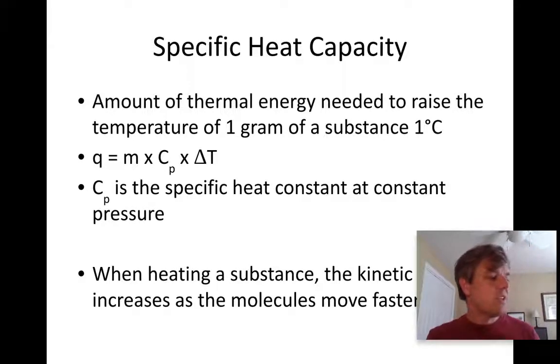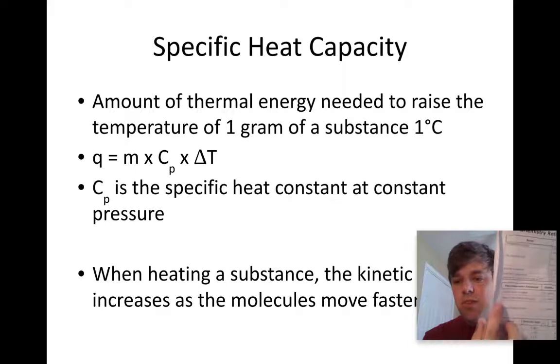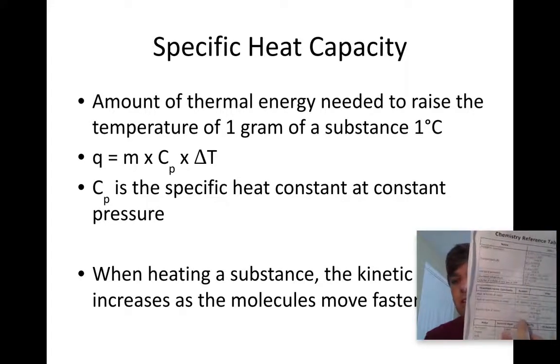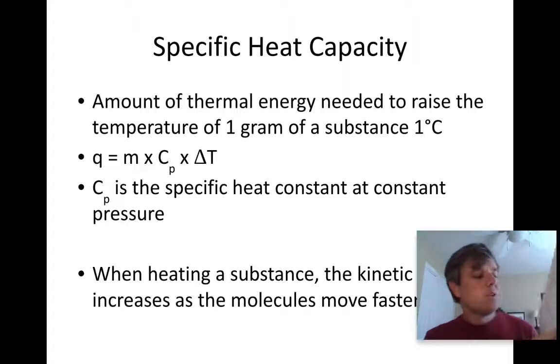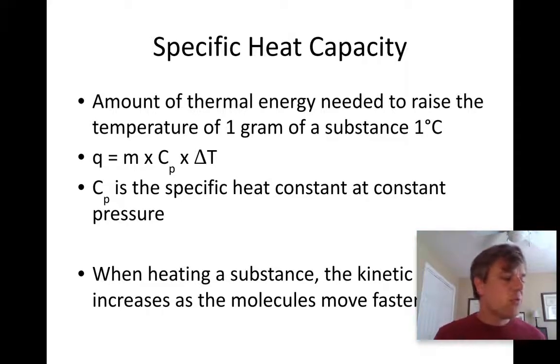Gold has a specific heat of 0.129 joules per gram degree Celsius. So 1 gram of gold only needs 0.129 joules to increase its temperature by 1 degree. And then up here, there are also some specific heat constants for water. For water, it depends on whether you're working with ice, steam, or liquid water. But liquid water has a specific heat capacity of 4.18 joules per gram degree Celsius, which is one of the highest specific heats of any substance out there.